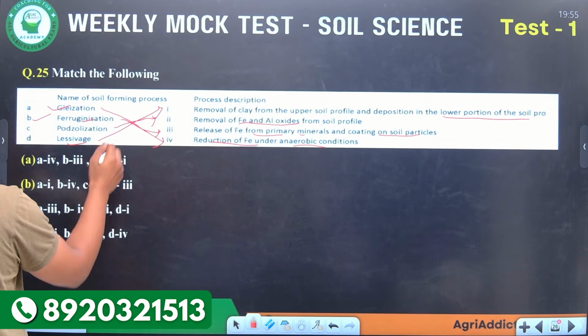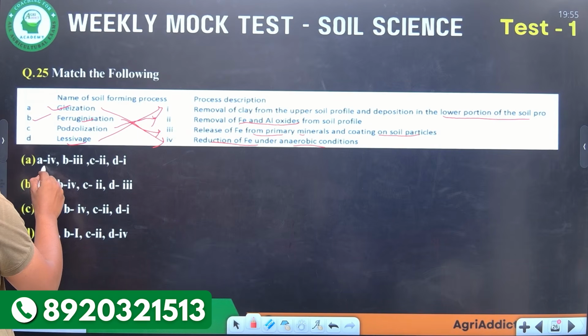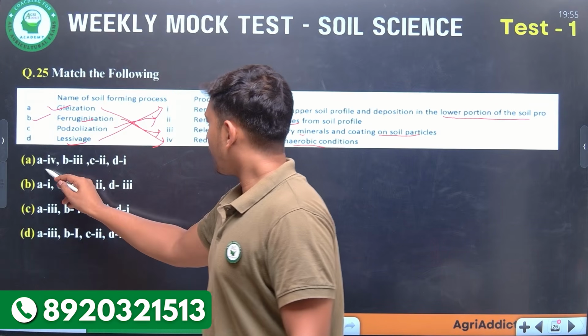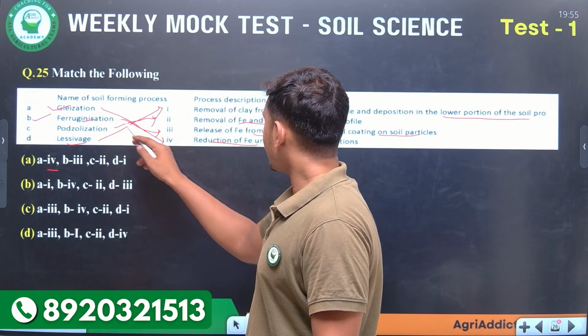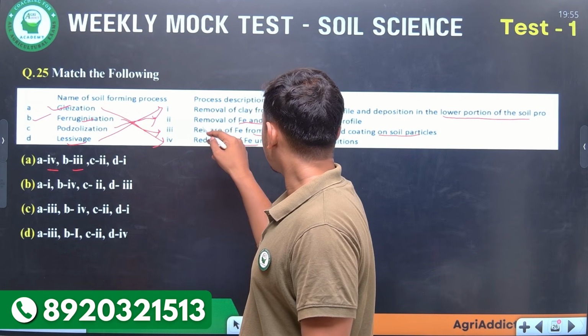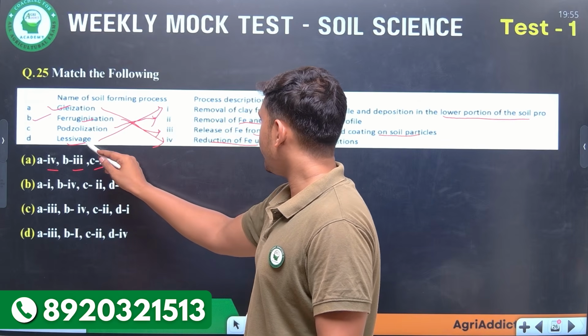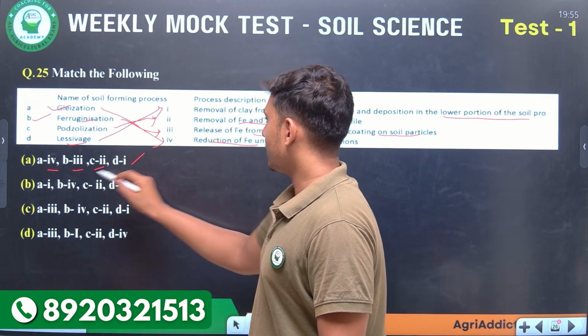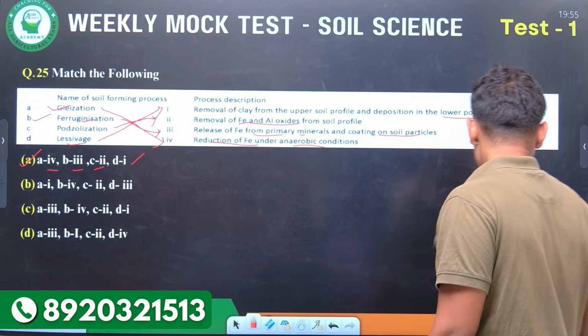So in this case, gleization, A4. Ferruginization is the release of iron, B3. Okay, it is right. C, podzolization, 2. It is right. D, lessivage, 1. So this option will be correct.